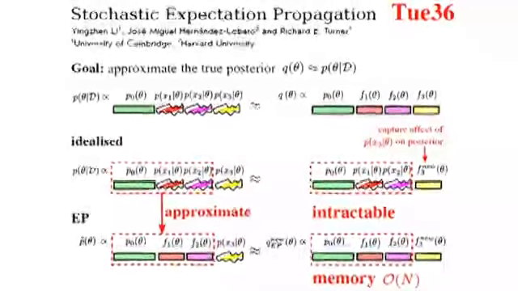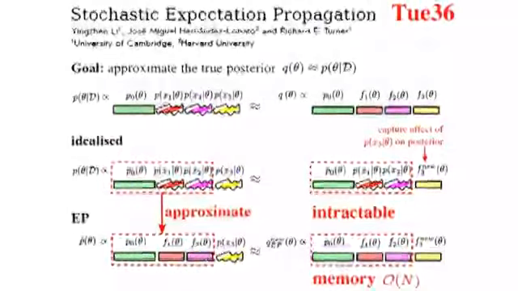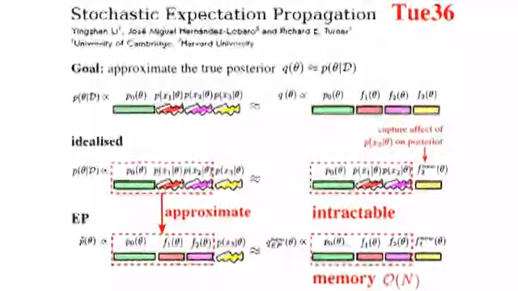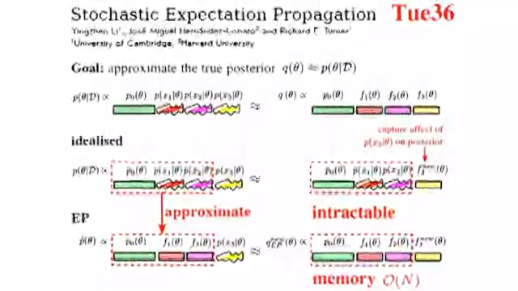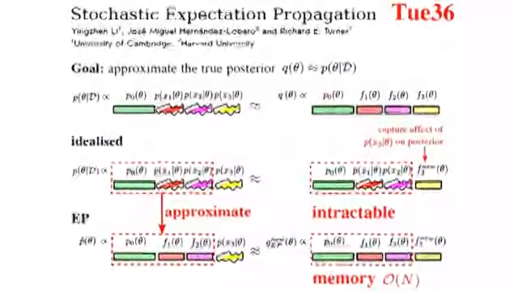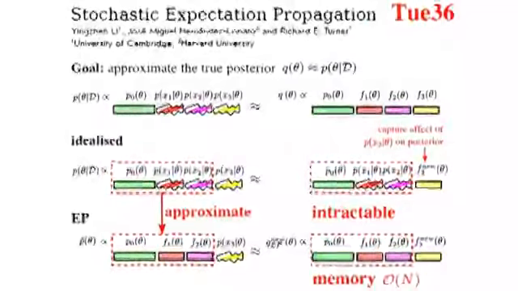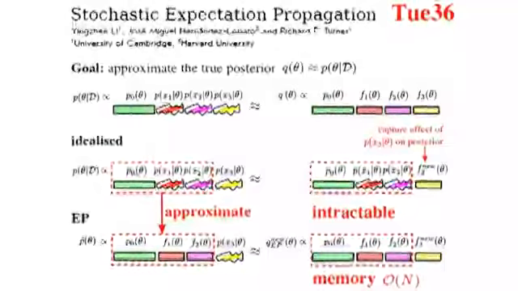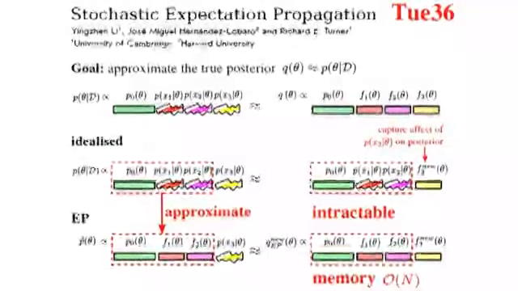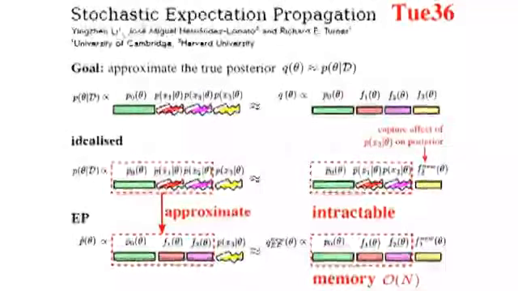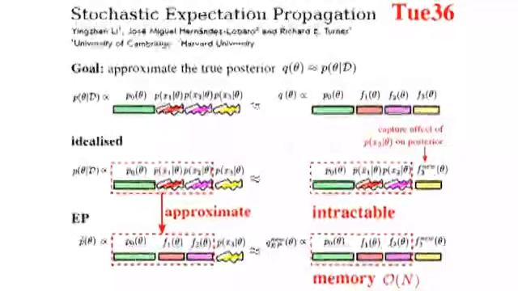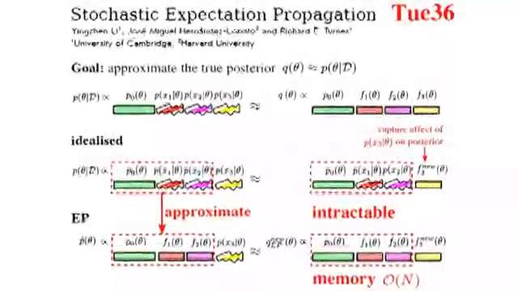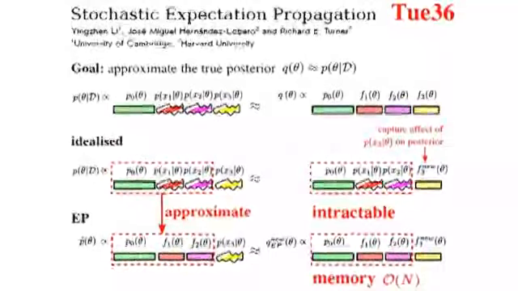So in practice, we run EP, which takes the same idea, but replaces the difficult likelihood terms with simple factors. So now EP has much cheaper updates than the idealized procedure, and we often have analytical solutions. But more importantly, EP can produce the most accurate approximations on a variety of problems, so it is a very important technique in approximate Bayesian inference.